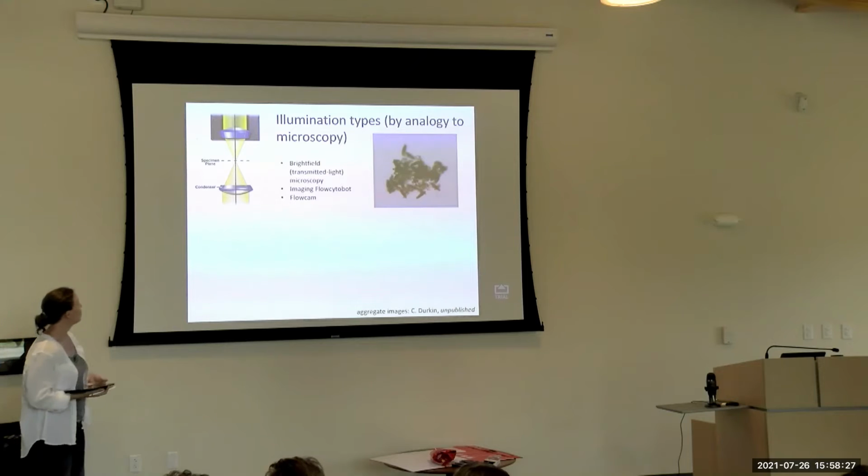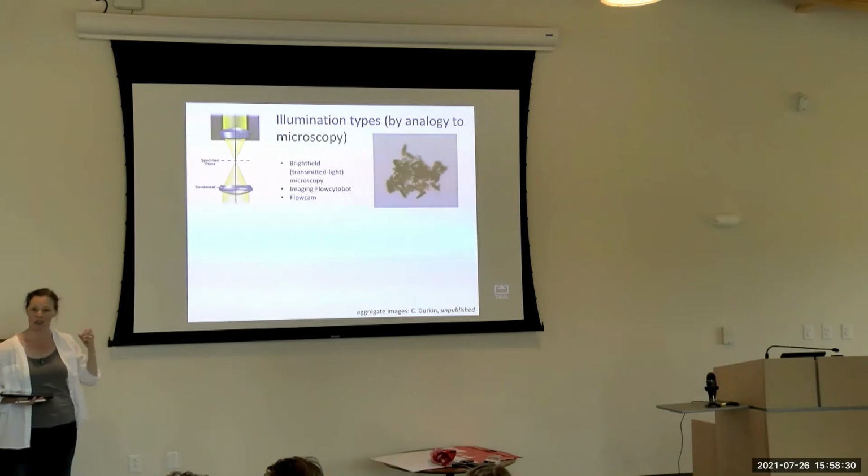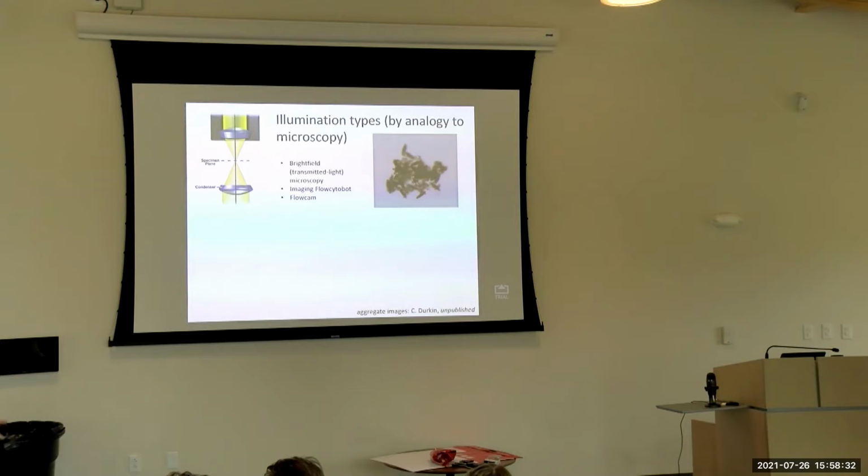So going back to our cartoon of the microscope, we have different ways that we can illuminate a sample being imaged in the ocean. If you're interested in imaging in the ocean, you're going to need a light source, because the light itself will do the trick. That's true for benchtop microscopes too. But you can use microscopy as an analogy for some of the imaging illumination types that we'll see in situ imaging sensors. So the first is bright field microscopy, or transmitted light microscopy.